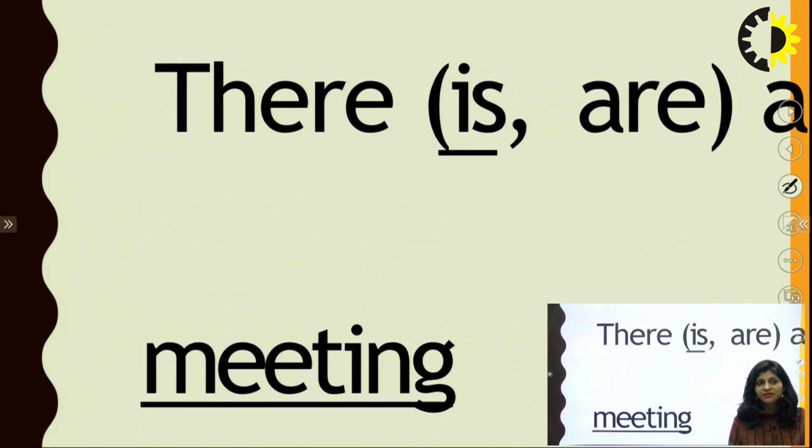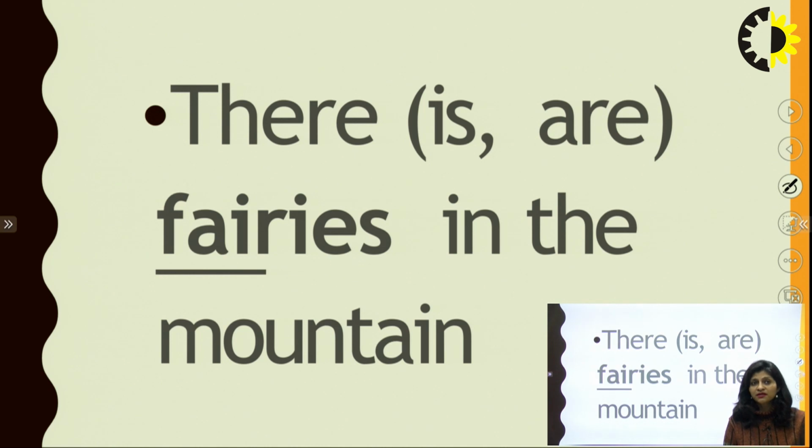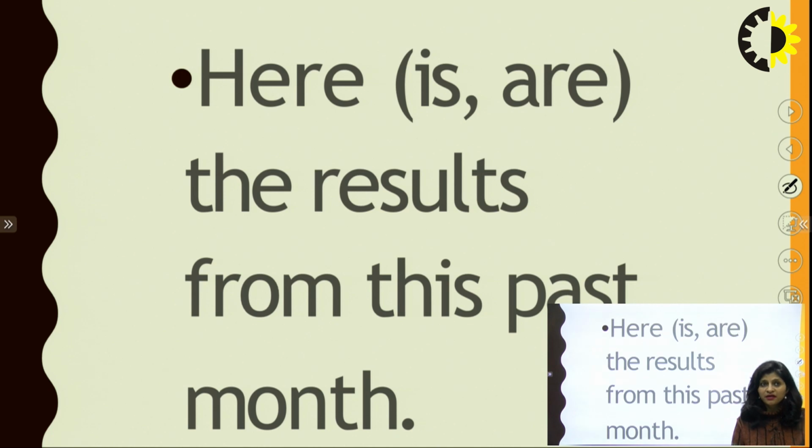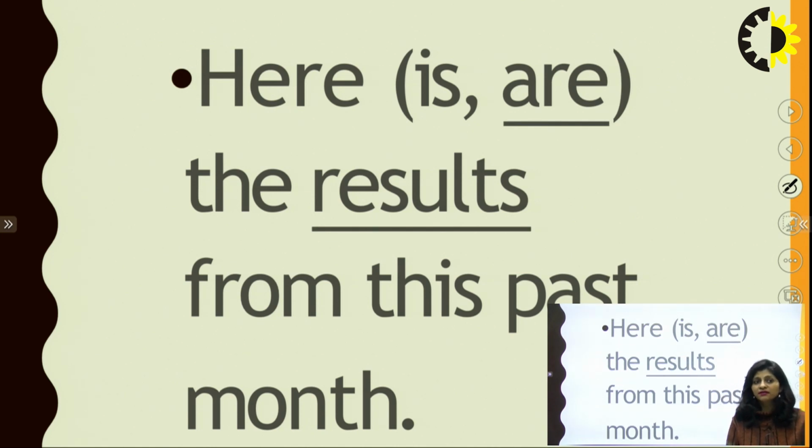There is a meeting. There is or are fairies in the mountain? There are fairies in the mountain. Here is or are the results from this past month? Obviously results is the main subject, so that is a plural subject, and we are going to use a plural verb here. Here are the results from this past month.